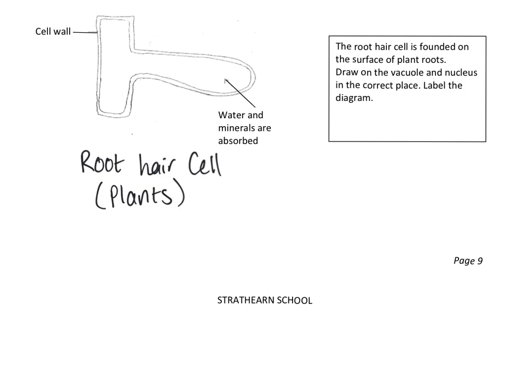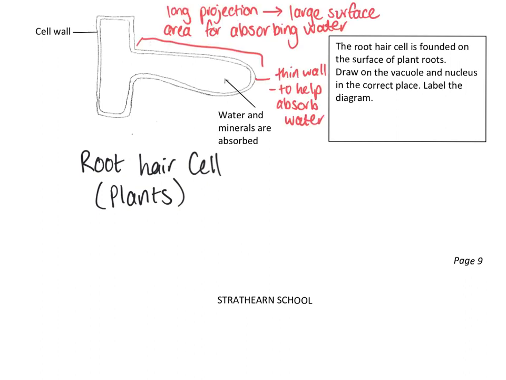In other words, it gives it a larger surface so that it can absorb more water. The other thing with root hair cells is that the cell walls are very thin, again to allow as much water to be absorbed as possible. So you might want to add those two things to your diagram, the long projection, the long sticky outy bit, but don't call it a sticky outy bit in a test, that doesn't sound too scientific. That gives it a large surface area for absorbing water and minerals.